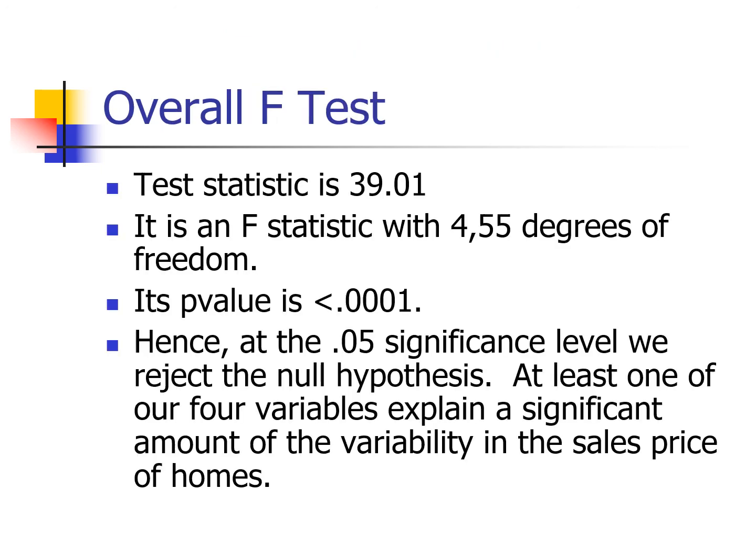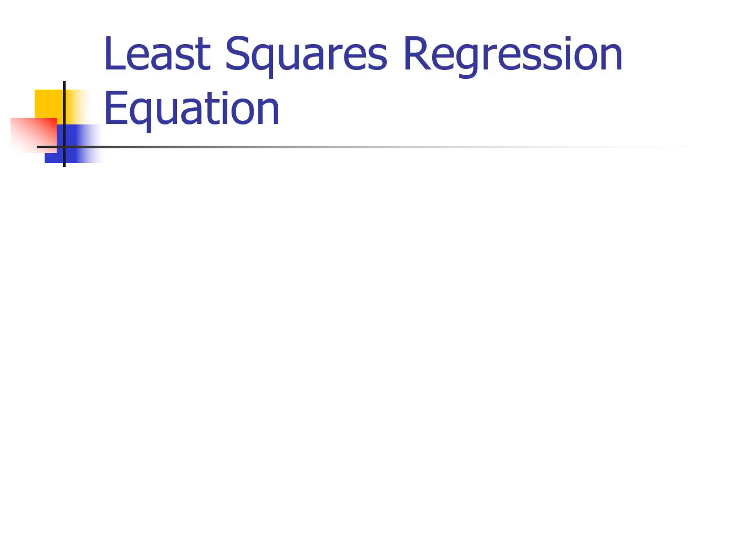Here's the overall F statistic. I think I already talked through all of this. Looking at it now though, I think everything's fine. Yeah, I take it back. Yep, 4 and 55 degrees of freedom, p-value less than 0.001. So at least one of our 4 variables explains a significant amount of the variability in sales price. I'll leave it to you to write down the prediction equation, the y-hat equation.